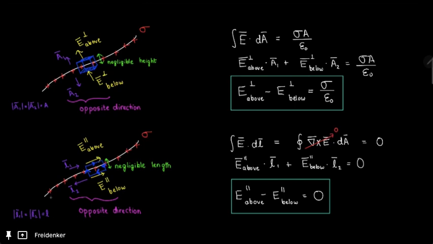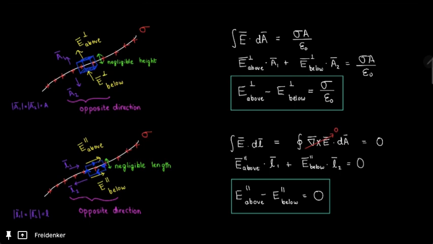The loop is a rectangle. So if I try to evaluate E dot dl using Stokes theorem, I can write this, and we know that the curl of electric field is 0. That's a known result. So this is 0. E dot dl will be this one. You have only two parts, E parallel above and E parallel below.